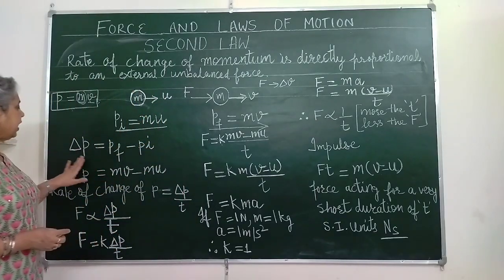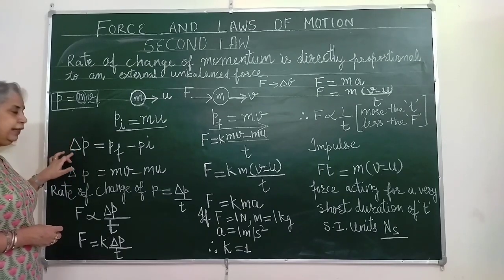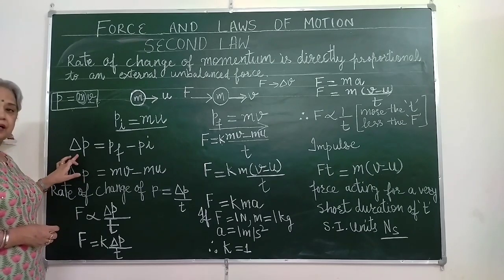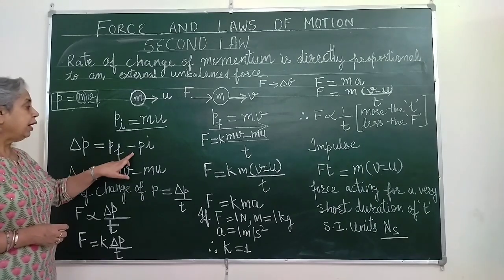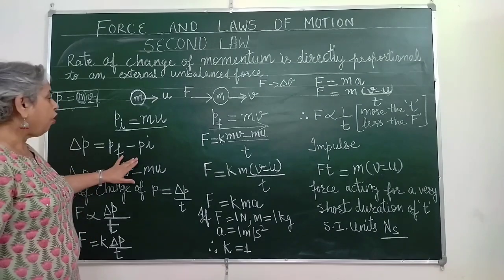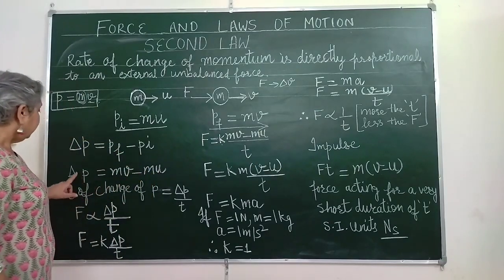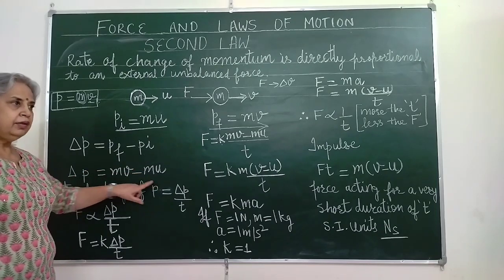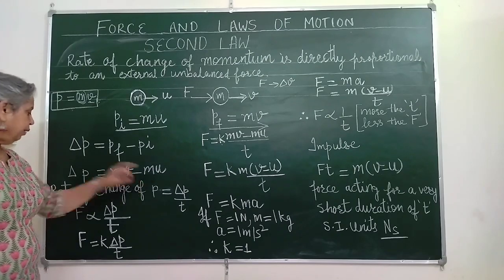So, what is the change in momentum? Delta p. Change is denoted by delta. p is momentum. So, change in momentum delta p is equal to final momentum minus initial momentum, brought about by force. So, can we substitute the values of final and initial momentum over here? If we can, then delta p becomes mv minus mu.